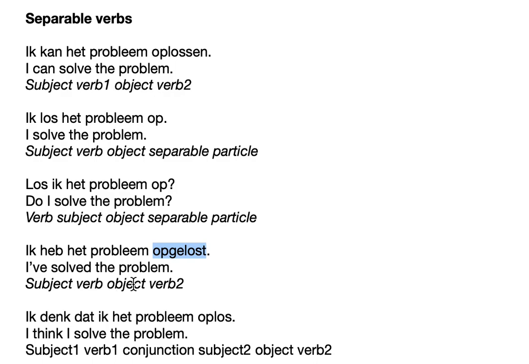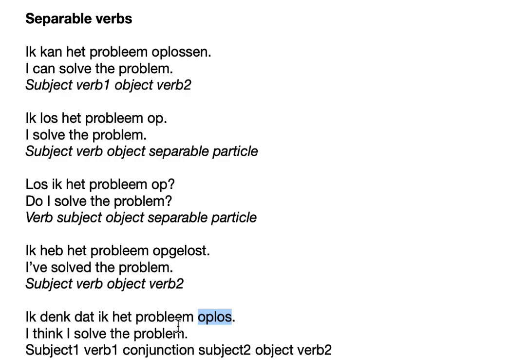Subject, verb, object, verb 2. And a little tricky part is when you put this verb in the subclause. Ik denk dat ik het probleem oplos. Then it's going to attach again one to another. So that's a little bit tricky. I think I solved the problem.